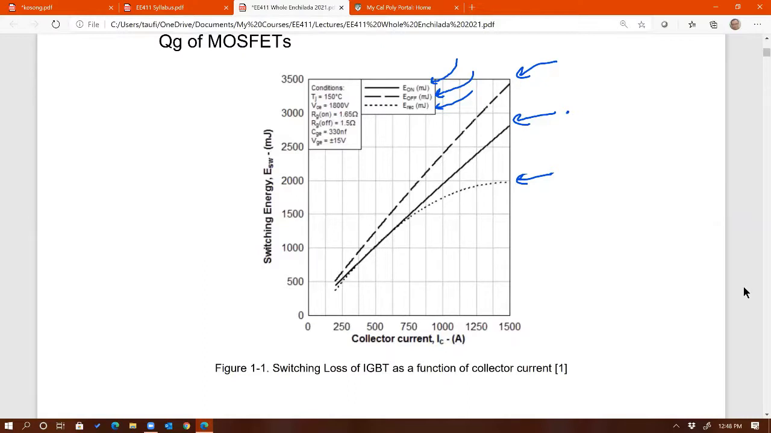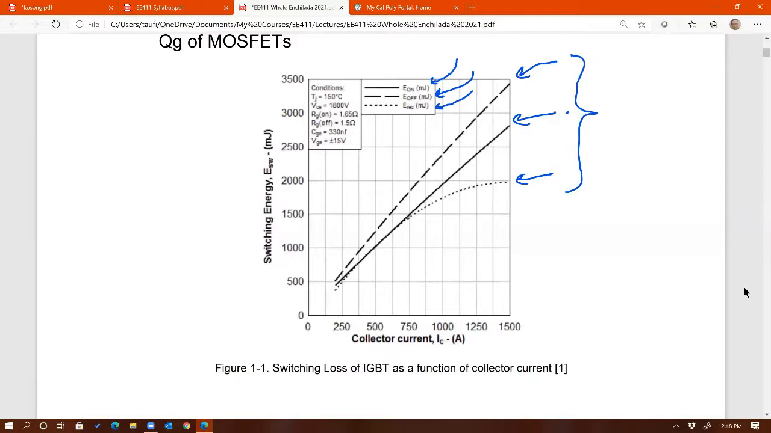So we know that diode will have turn-off losses. Same thing with IGBTs and MOSFETs. They all have turn-off losses. And again, as you can see from these three curves for IGBTs, the turn-off loss is the most compared to the other two. But nevertheless, these three represent switching loss of an IGBT, for this particular IGBT. Any question on this?